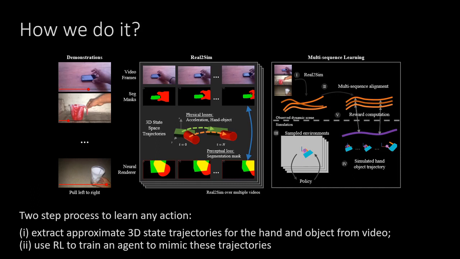We present an overview of our approach. Different from previous works, we adopt a two-step approach. The first step uses advances in visual recognition and differentiable rendering to extract approximate 3D state trajectories for the hand and object. We propose an optimization process that finds trajectories that are perceptually similar to the input video. In the second step, we use reinforcement learning to train an agent to mimic these trajectories.